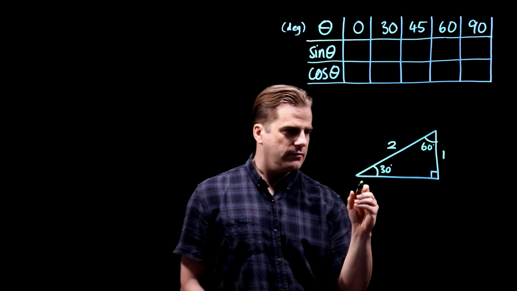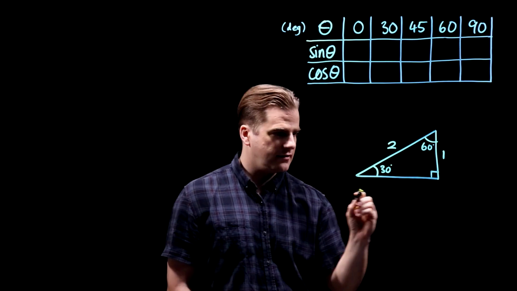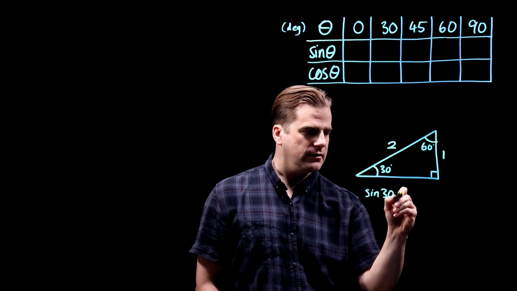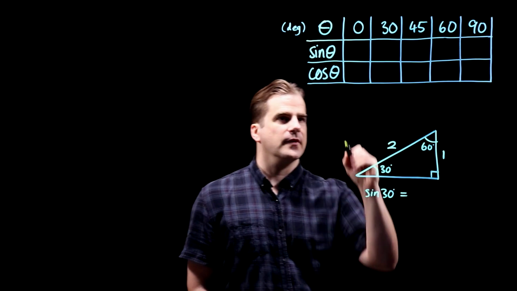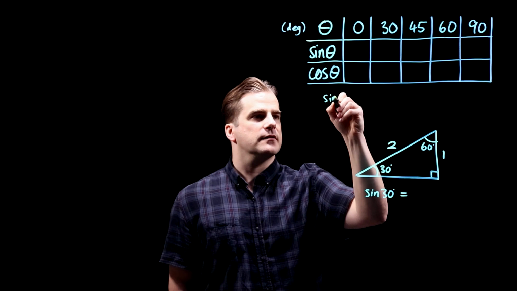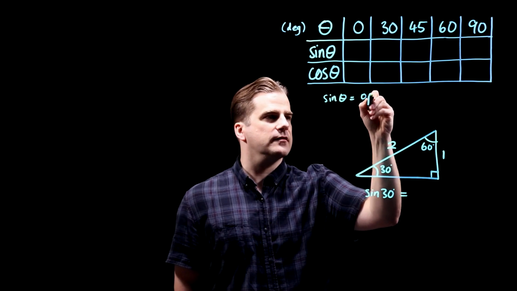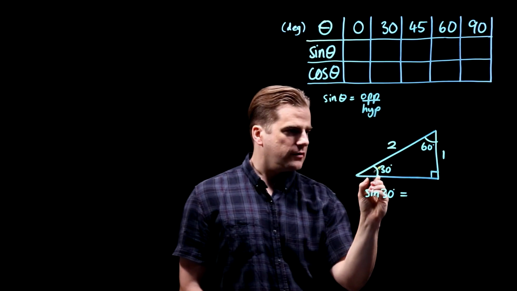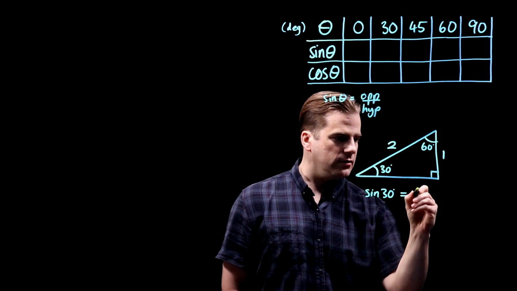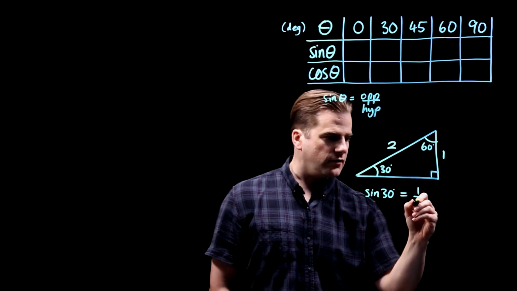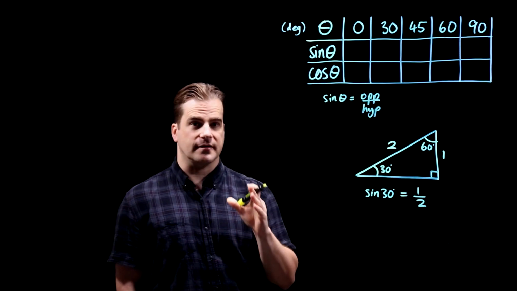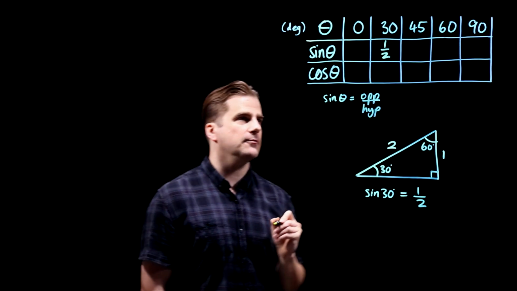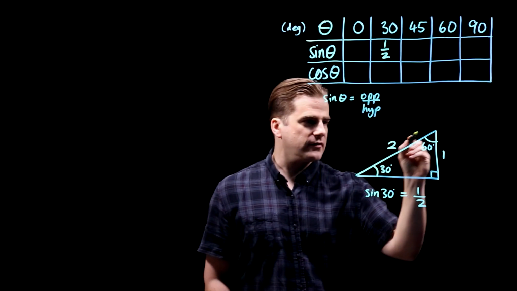So now we can work out the sine and cos of 30 and 60. So sine of 30 is, well, sine theta is the opposite over the hypotenuse. So sine of this angle, the opposite is 1. The hypotenuse is 2. So sine of 30 is exactly a half. So let's fill that in. There we go. Right, let's work out the sine of 60.